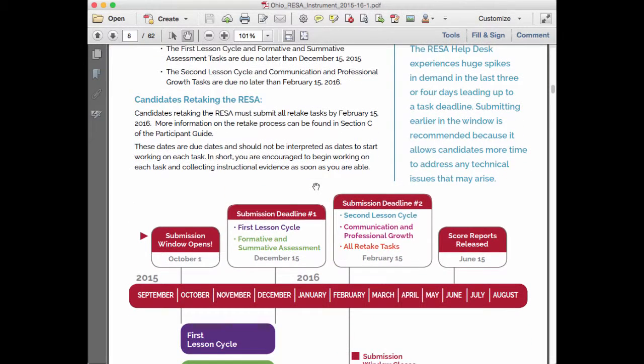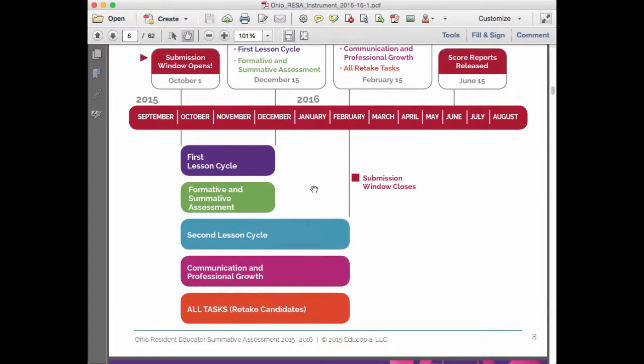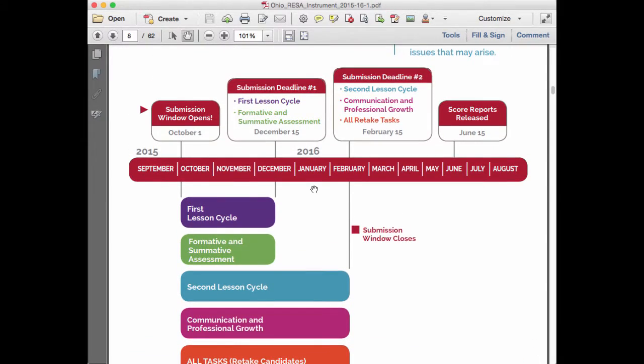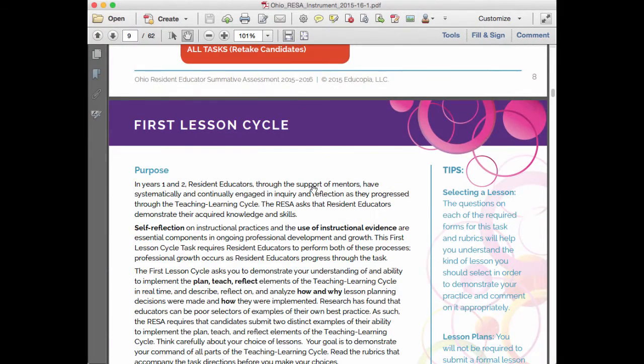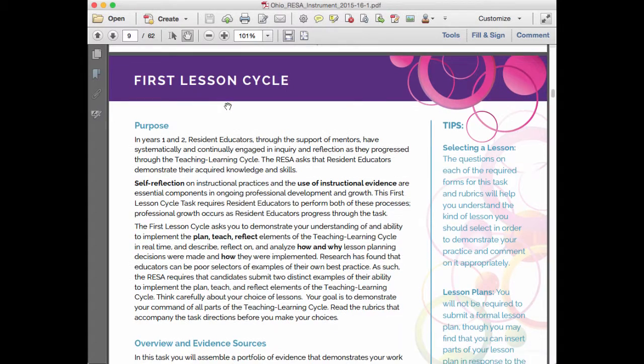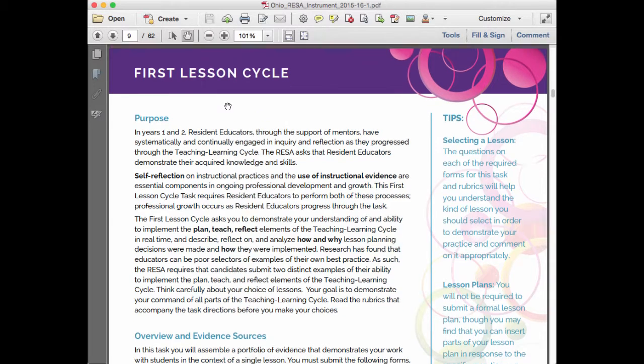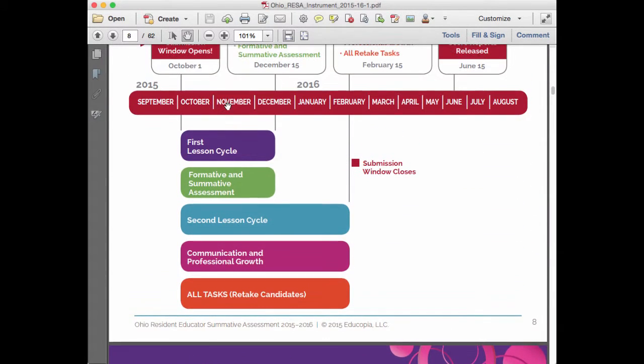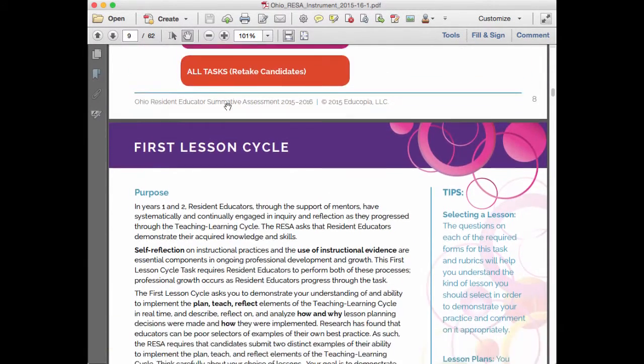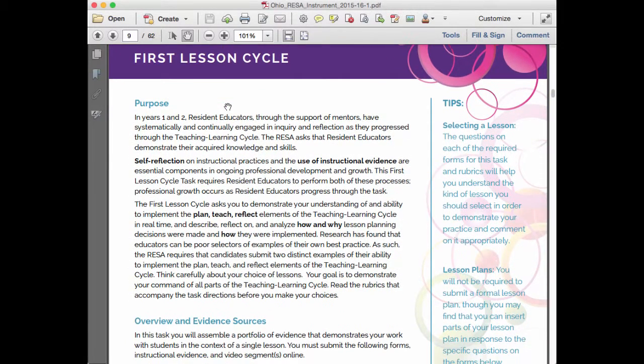So, one thing to know about this handbook is this is on page 8. And when you look at page 9, that's where they jump right into that first lesson cycle that is due for submission 1. They finish on page 39 with the ending of that summative and formative assessment. So you have about 30 pages that covers everything that is due that first submission, which is again December 15th.